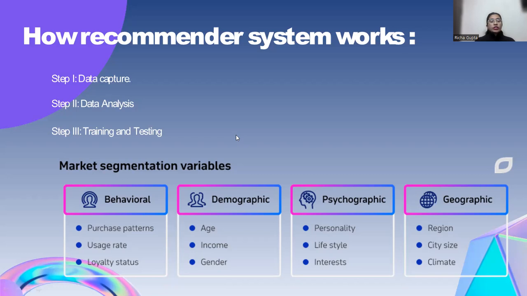So first, when a user comes, data capture is asking what you need and understanding the requirements. Gathering that information and taking it to the particular stack where the required products are is the data analysis. And from that stack, recommending products in the same genre to the customer is the training and testing, the data science. So this is how the recommender system works.